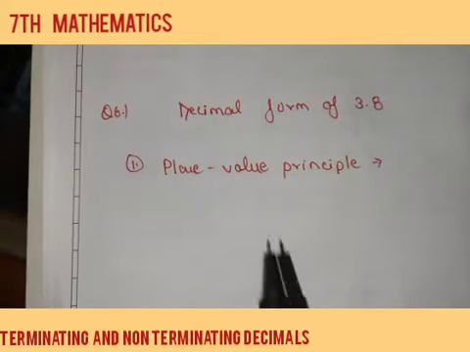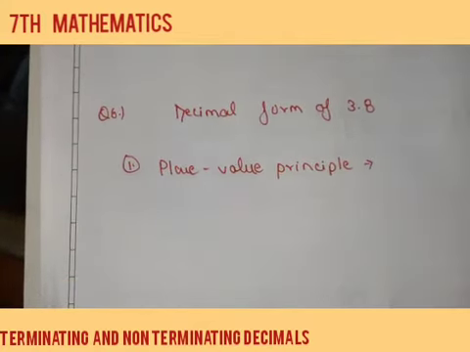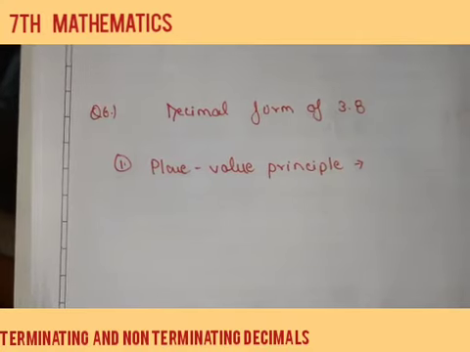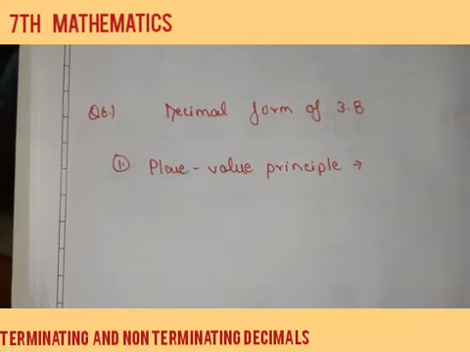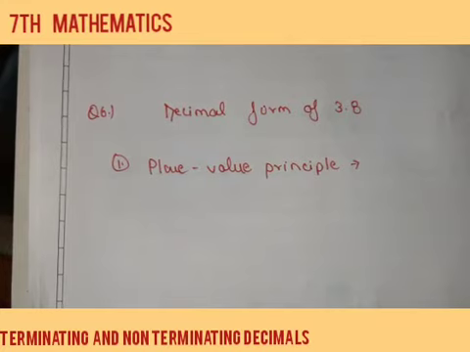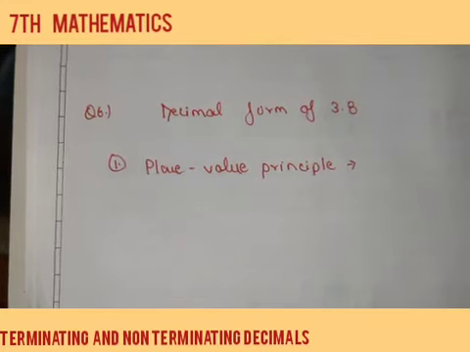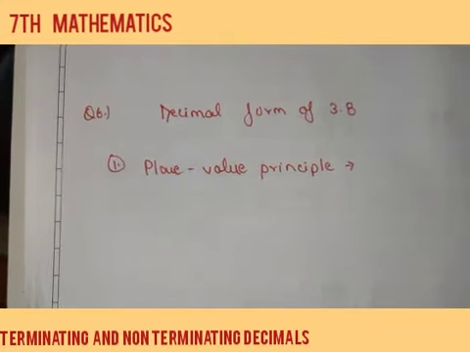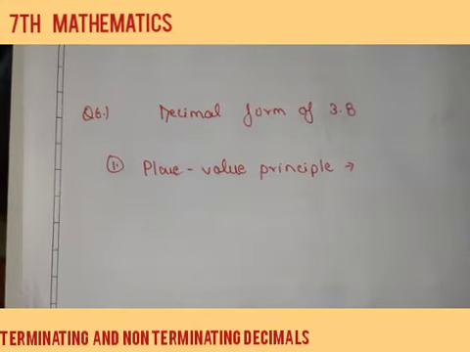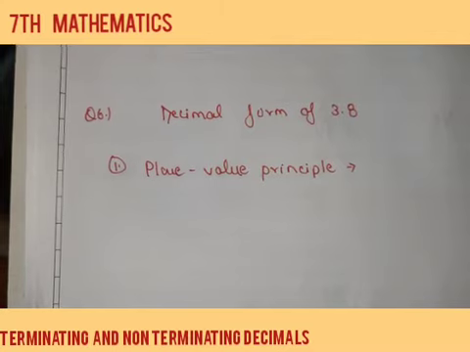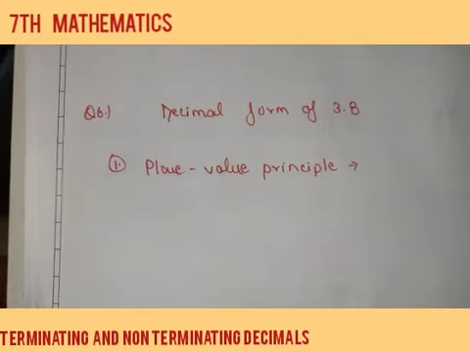Now our next question is, we need to represent the decimal form of 3 by 8 using the place value principle and the long division method. Now what is the long division method? We know it as doing the normal division. The question comes, what is the place value principle?